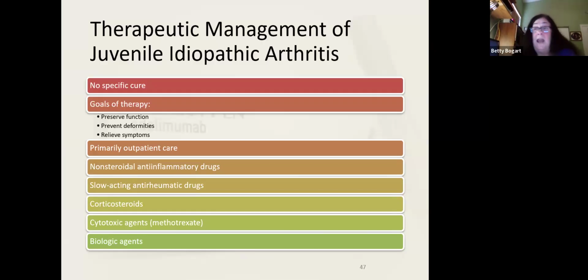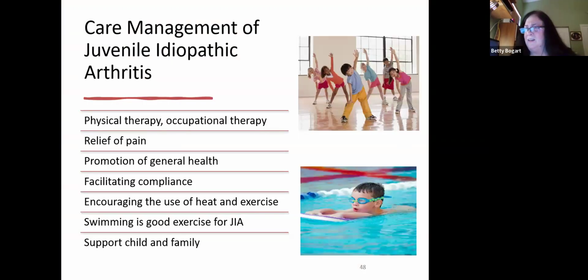Do they like ballet? Do they like tap? Do they like gymnastics? Doesn't matter. Whatever they like, getting them in there and making them move. We use steroids for those big flares that we can do, but usually it's maintained on some sort of biologic and methotrexate, okay? One of the biggest ones that we see is Humira. I think that's the big one that we see of RA or JIA. So physical therapy, occupational therapy, relieves the pain.